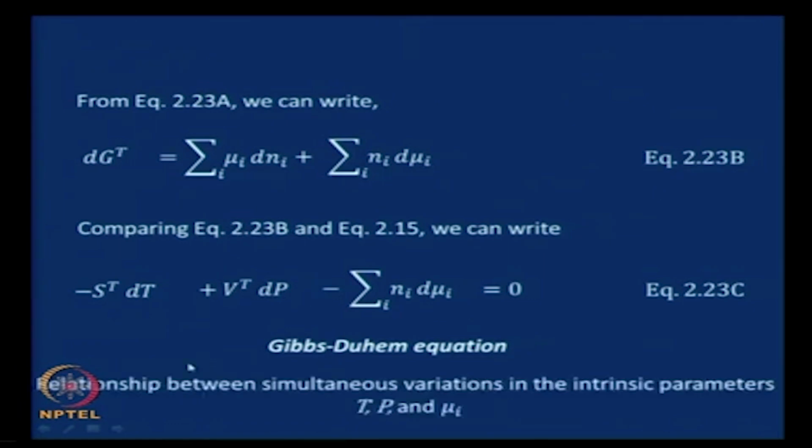Also note that this equation is the relationship between simultaneous variations in the intrinsic parameters. That is what makes this equation special. This is temperature, this is pressure, this is chemical potential, dT the variation in temperature, dP the variation in pressure, and d mu_i the variation in chemical potential, and this equation gives us a nice relationship when all three are varied simultaneously. That is another special thing about the Gibbs-Duhem equation.